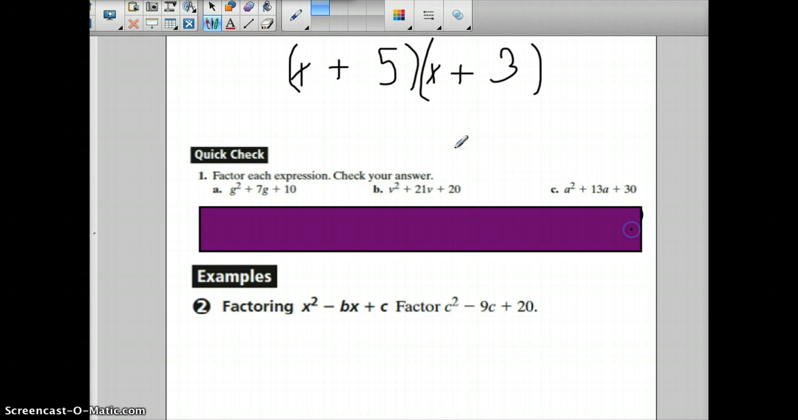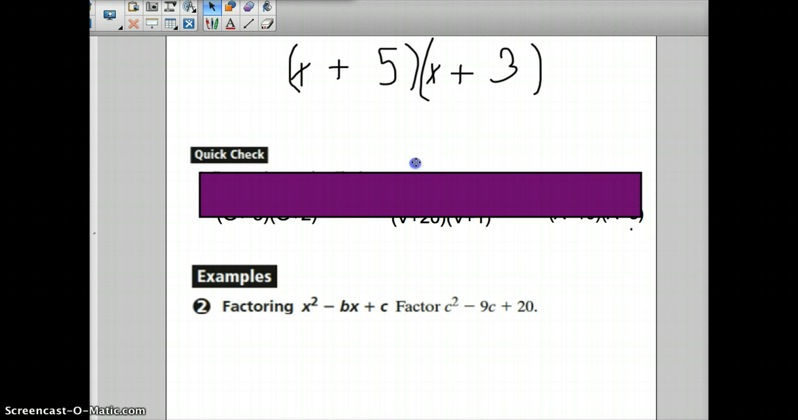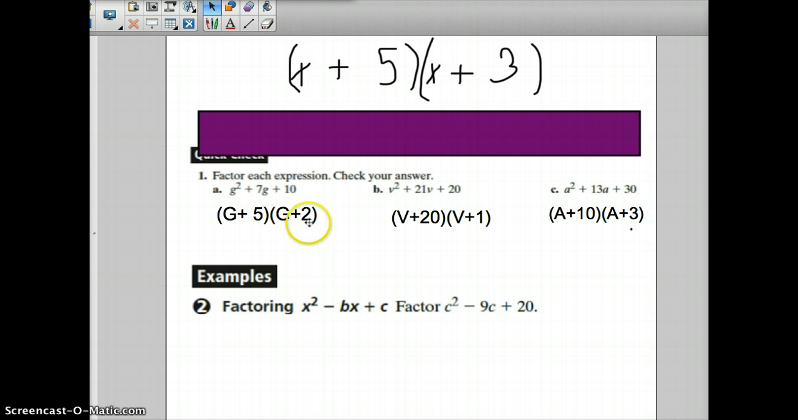Here are the answers to the quick check. We have g plus 5 times g plus 2. Here we've got v plus 20 and v plus 1. And then a plus 10 times a plus 3.